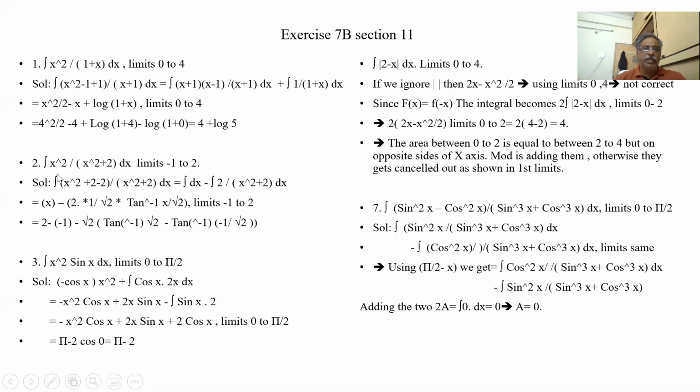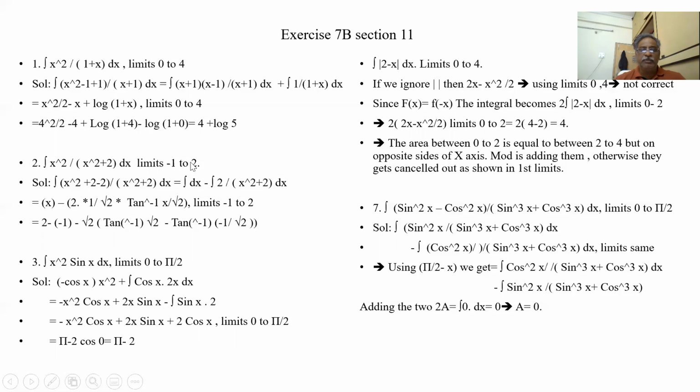Now here you see x square by x square plus 2, minus 1 to 2. So here I have to add plus 2 and subtract 2. Add 2 and subtract 2. X square plus 2 by x square plus 2 is 1, and 2 by x square plus 2. This is the form of a square plus x square. So 1 by a tan inverse x by a, where a is root 2. So 1 by root 2 tan inverse x by root 2. This one becomes x.